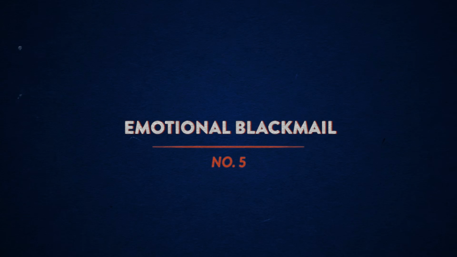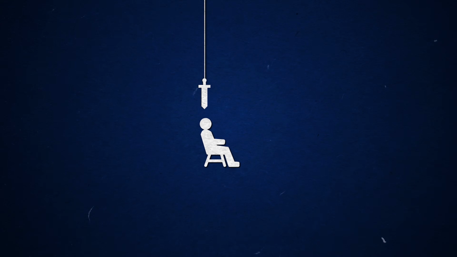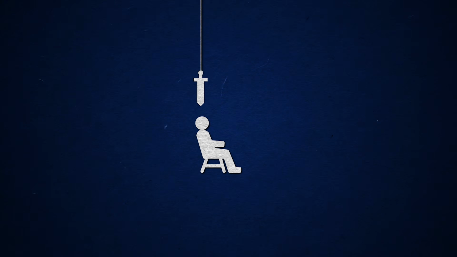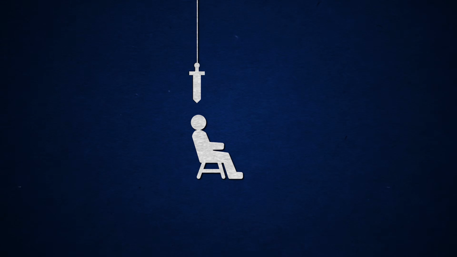Number 5, emotional blackmail. Emotional blackmail is when you really don't want something to happen in a novel, but the author just hangs it over your head, threatening it at every single moment. A little bit like Damocles' sword, if you remember, it was hanging by a thread over some poor guy's head, and he's like, oh, at any moment it could fall, and he's just nervous the whole time.